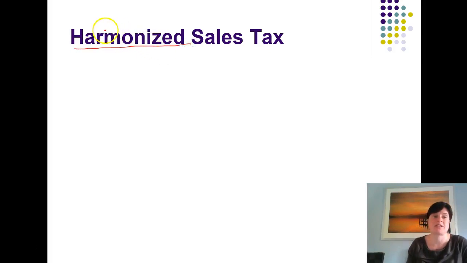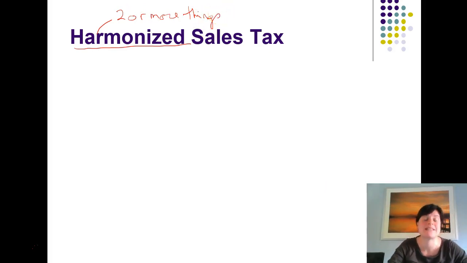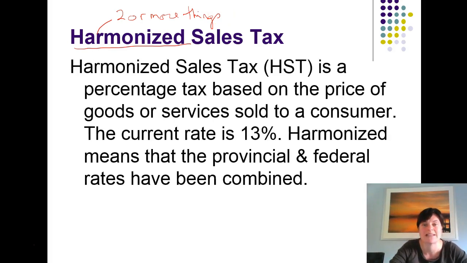And so anybody who knows music knows that harmony is the combination of two or more things, right? A harmony. Two or more voices. Harmonized sales tax is two different taxes. So let's give you a little bit of history. Harmonized sales tax is the percentage tax based on the price of a good or service. Just like I mentioned with the water bottle, we're going to add 13% onto that. So the current rate in Ontario is 13%. You're going to remember that number. That's an important number. Harmonized means that the provincial and federal rates have been combined. So a portion of this is federal and a portion of this is provincial.